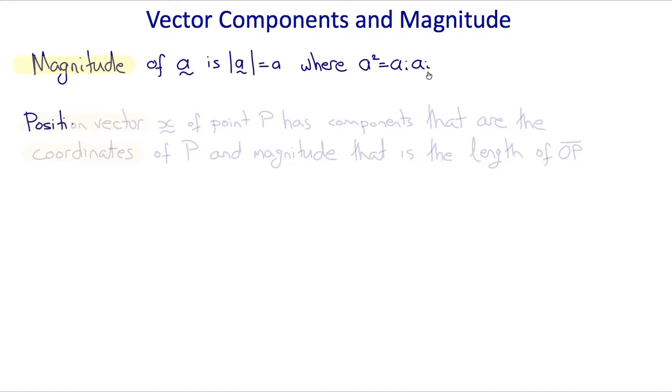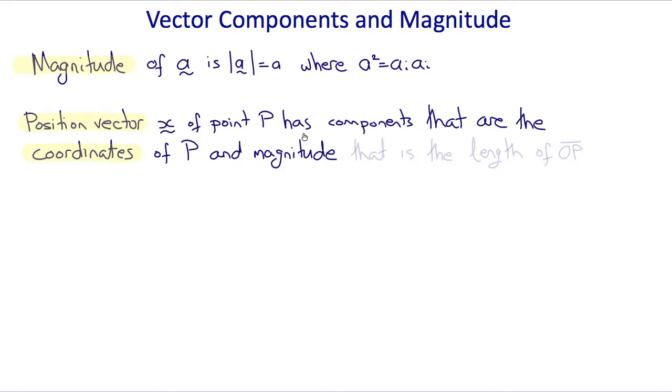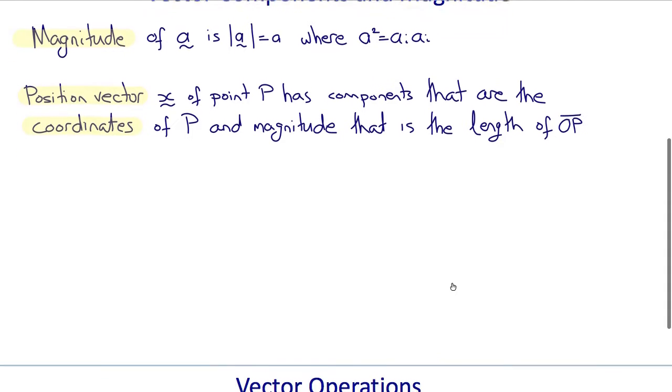A particular vector is a position vector, x. The position vector of a point P has components that are coordinates of that point P, and a magnitude that is the length of the line OP. The position vector is an unusual vector. It's the only vector whose components depend on the origin. For this reason, it's sometimes referred to as a pseudo-vector.